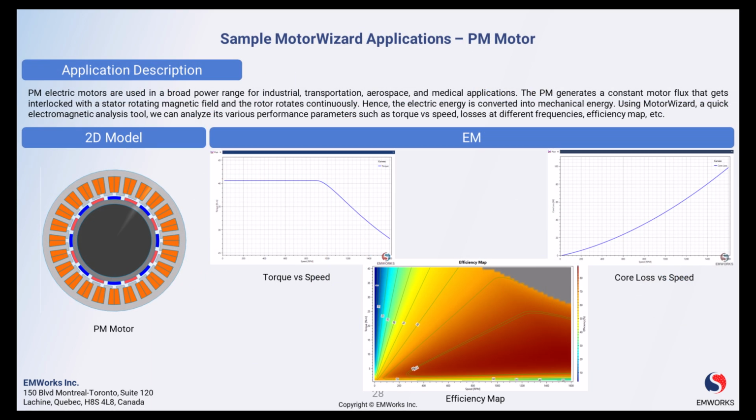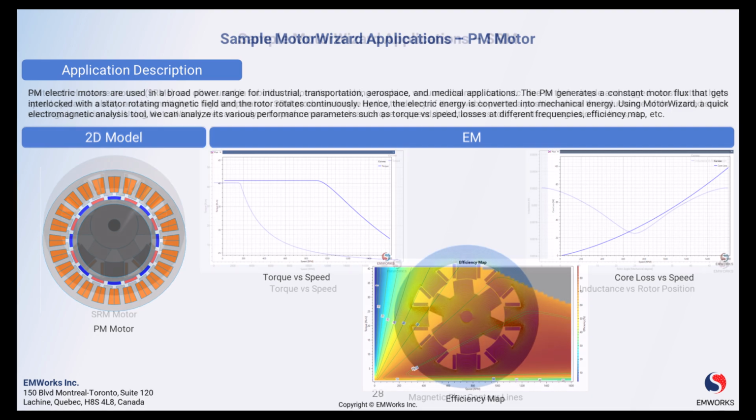So here we have an example of a surface-mounted permanent magnet AC motor design generated using motor design templates. The comprehensive simulation provided insights into torque speed profiles, loss distribution, efficiency maps, and more to determine the optimal design point for the target application requirements.